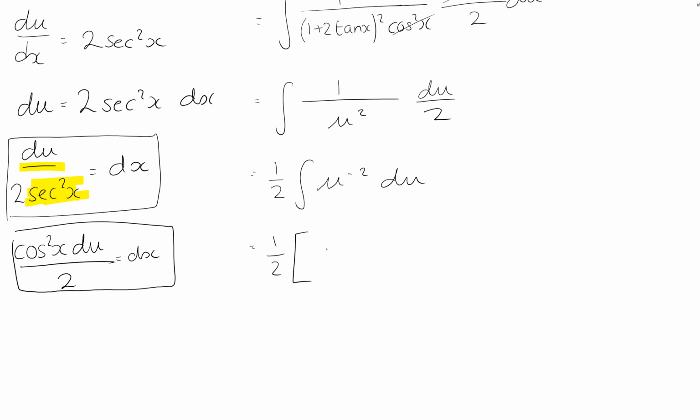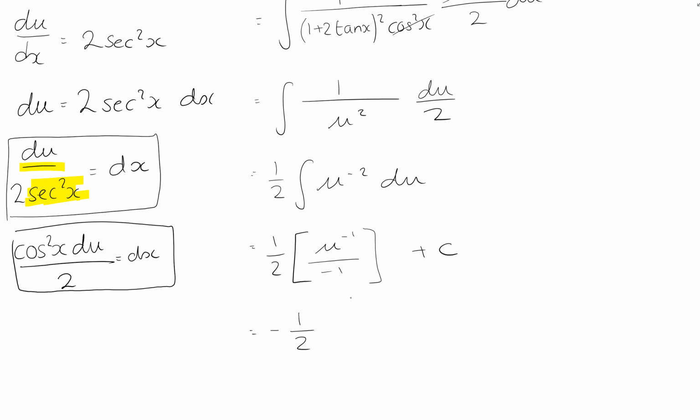Add 1 to the power and divide by the new power. Adding 1 to minus 2 gives me minus 1, dividing by the minus 1, and we are going to have plus c. We are looking at indefinite integration here, so we haven't got any limits. So what does this come out as? It's minus a half, u to the minus 1.